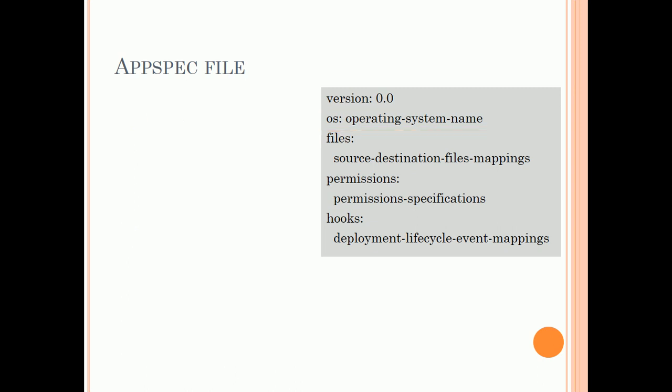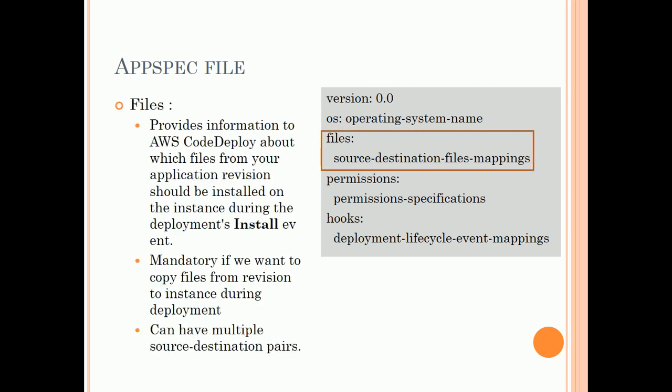The next and third section is files. Files provides the information to AWS Code Deploy about which files from our application revision should be installed on the instance during the deployment's install event. This will be one of the hooks we will see later.